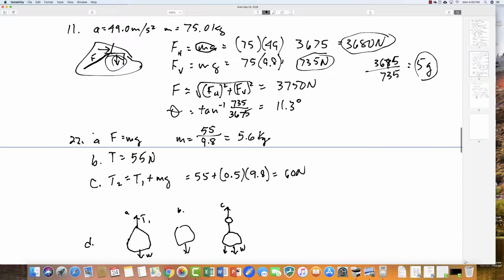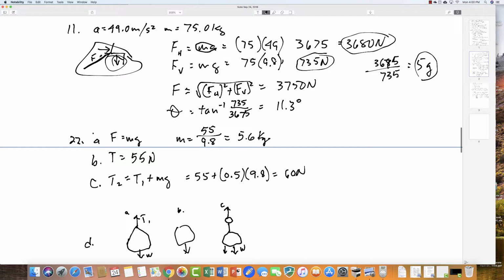The vertical component holds up his weight. It's actually upward directed. His weight is downward directed, so it would be upward directed. And so it's 75 times the force of gravity, or 735 newtons. Now, if you do this as a ratio over here, you see that the horizontal component is 5 times his weight. So he essentially has a 5G force horizontally.